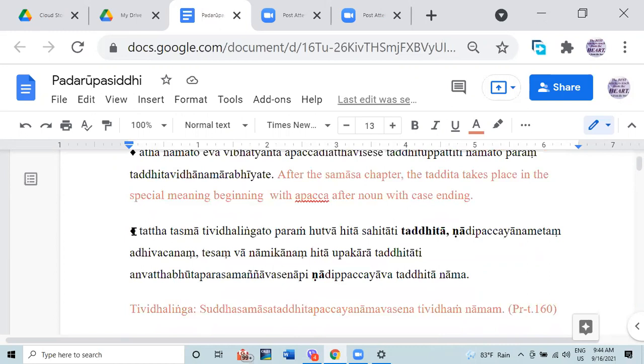So here, tatta, tasama, dividalingana, parahodawa, hita, hitari, taddhita. So taddhita is the name of what? The suffixes beginning with na. So taddhita means the name of the taddhita suffixes, like the na suffix.